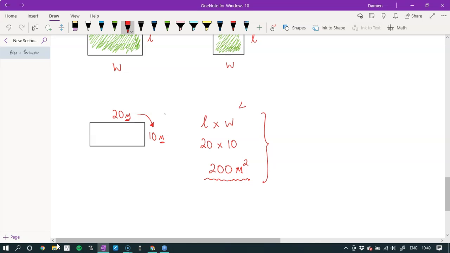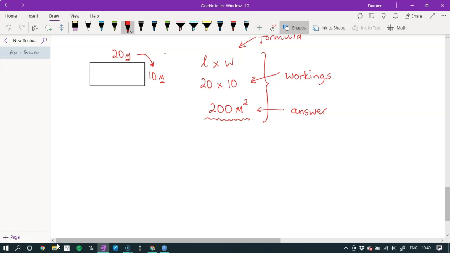Also, when you're doing your workings, folks, you have to lay things out like this. You need to put down your formula, which is the first thing. You need to put down your workings, which is showing how you get your final answer at the bottom. If you want to maximize the amount of marks that you're going to get in the exam, you have to put it in that format. Outside of that, it's pretty simple. There's not much else.